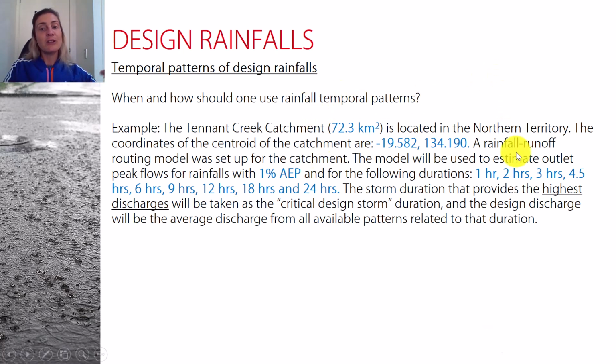The model will be used to estimate outlet peak flows for rainfalls with 1% AEP and for the following durations: 1 hour, 2 hours, 3 hours, 4.5, and up to 24 hours. The storm duration that provides the highest discharges will be taken as the critical design storm duration, and the design discharge will be the average discharge from all available patterns related to that duration. Okay, so let me try to explain what you should do here.